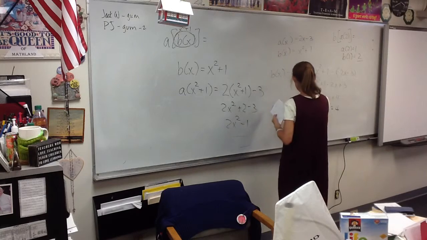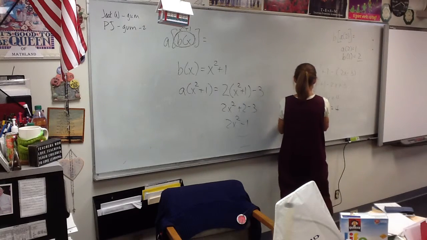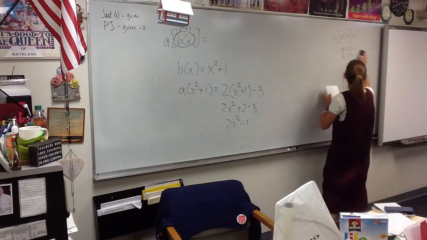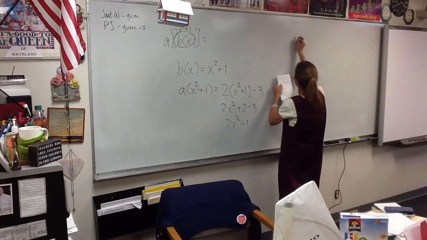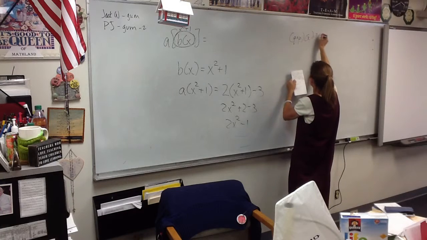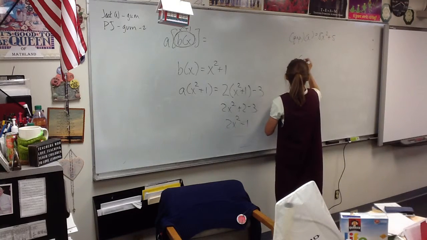Okay, number 4. Q of P. I need Q of P of x to be 8x squared plus 5. So I have to find Q and P that make this happen.